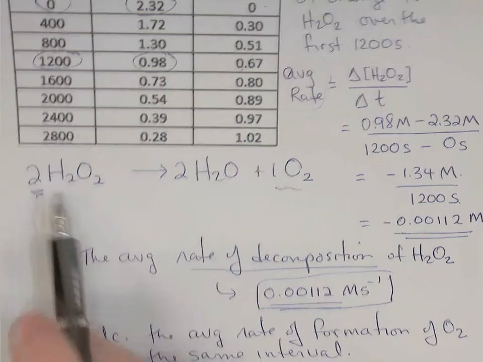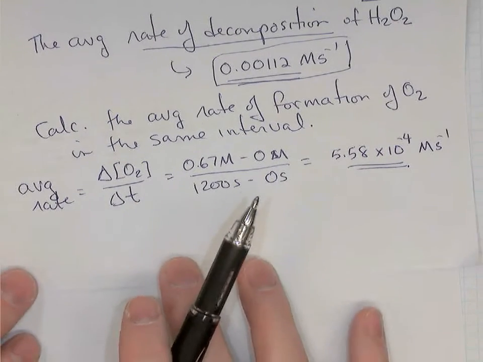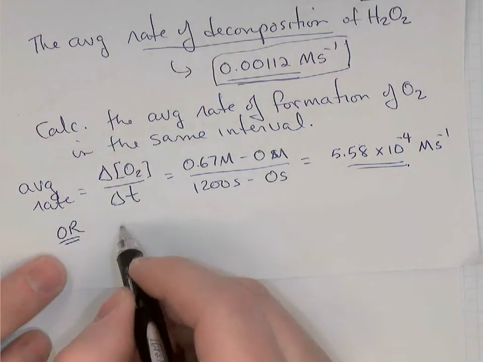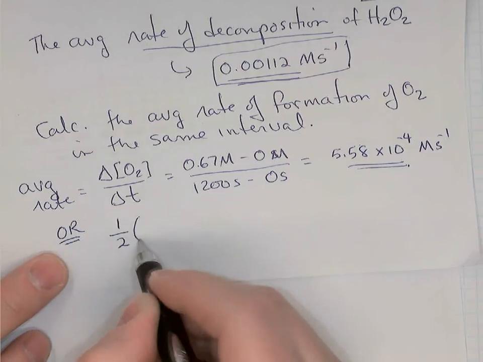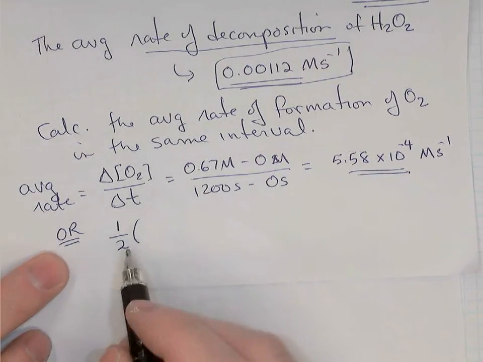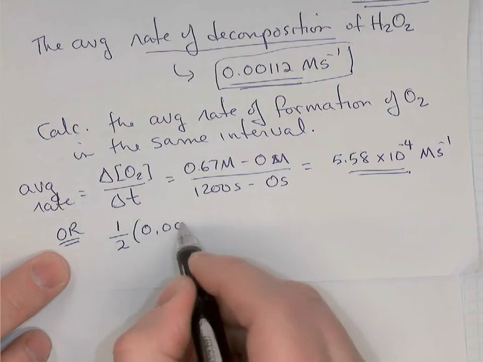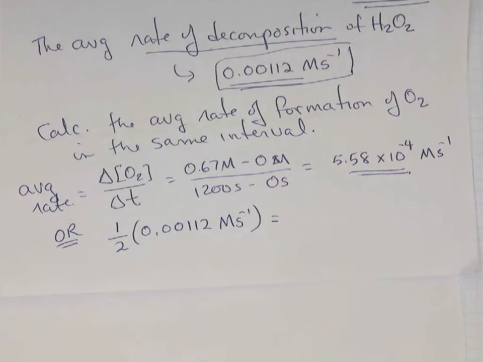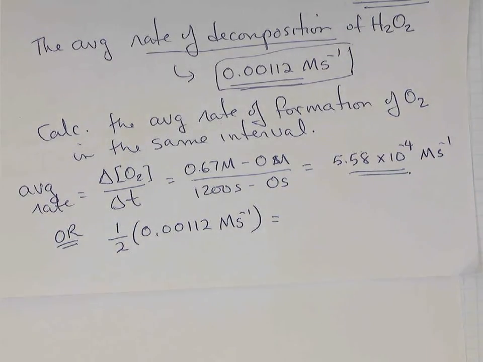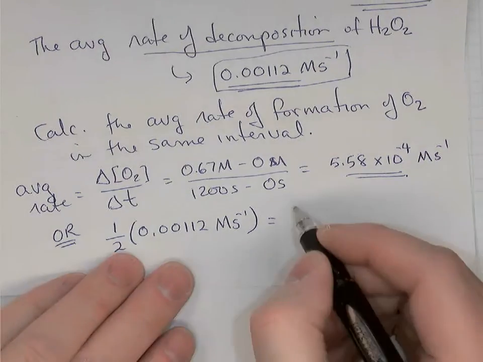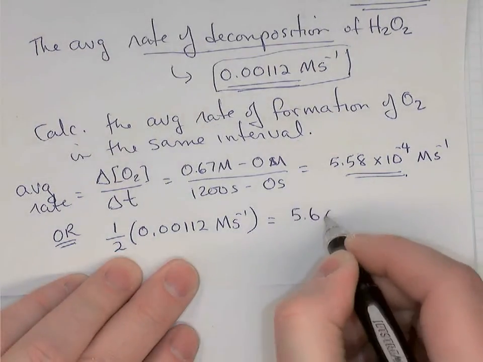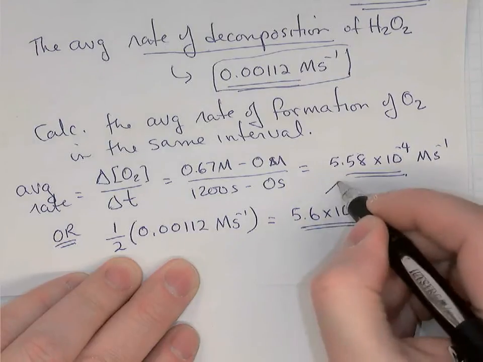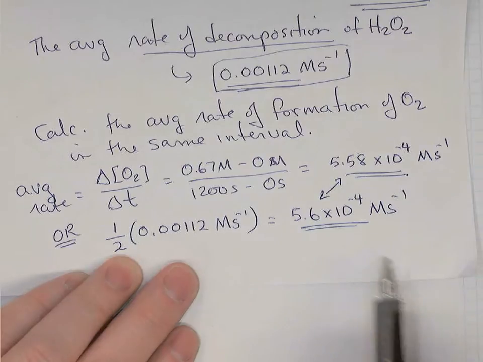So if we come back down here and try that, we could have said another way to find that average rate for the oxygen would have been to simply take 1/2 of the rate of change, or the rate of decomposition of peroxide, 0.00112 molarity per second. And let's see what that gives us on our calculator. 0.00112 divided by 2, and this one says 5.6 times 10 to the minus 4 molarity per second. And you'll notice those two answers are equivalent, okay, when rounded off to 1 decimal place.